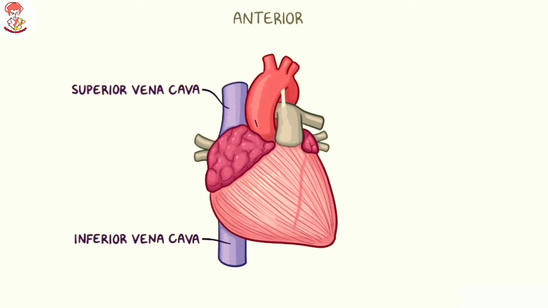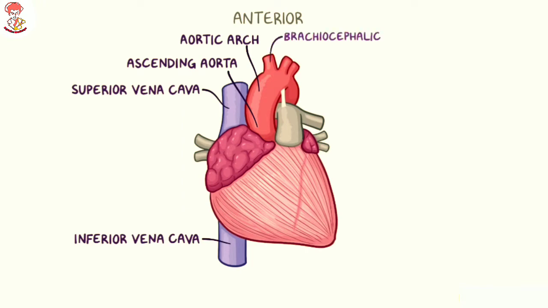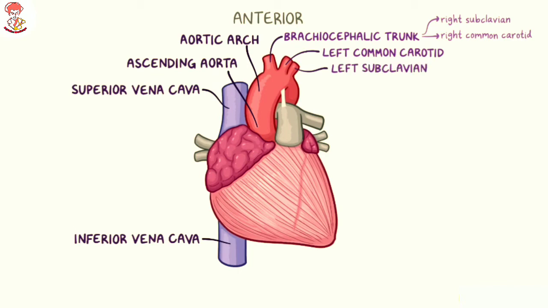Then there is the ascending aorta, which emerges from the left ventricle and then arches toward the back to form the aortic arch. The branches of the aortic arch can be seen well, and from right to left they are the brachiocephalic trunk, which branches into the right subclavian artery and right common carotid artery, the left common carotid, and the left subclavian.